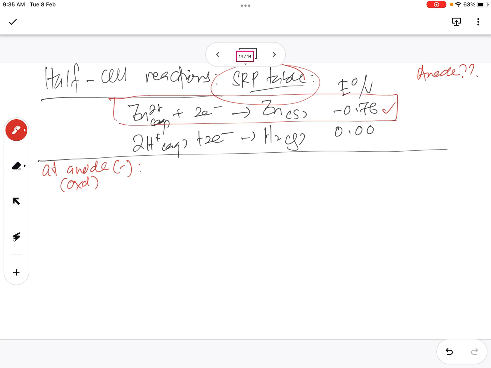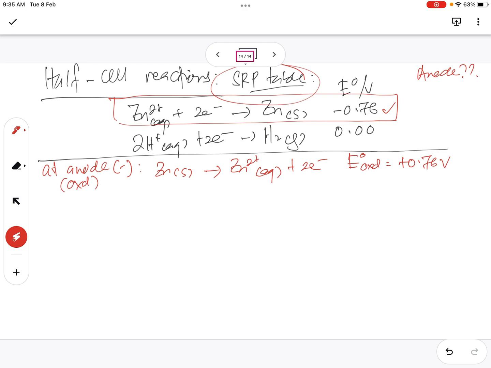Reverse. Reverse, very good. So zinc solid becomes Zn2+ plus 2 electrons. This is E0 oxidation, positive 0.76 volt. Is there anyone who doesn't understand this equation? Sorry. Anyone who doesn't understand can ask now what is happening. I explain one more time.